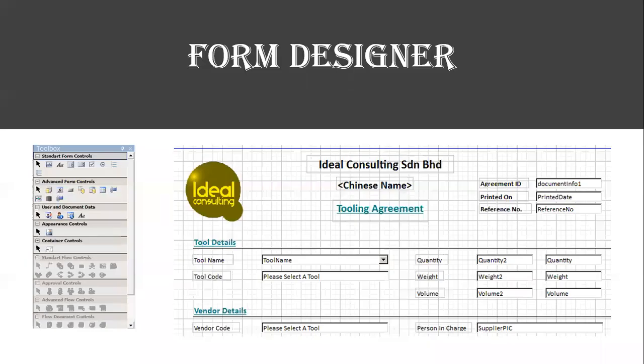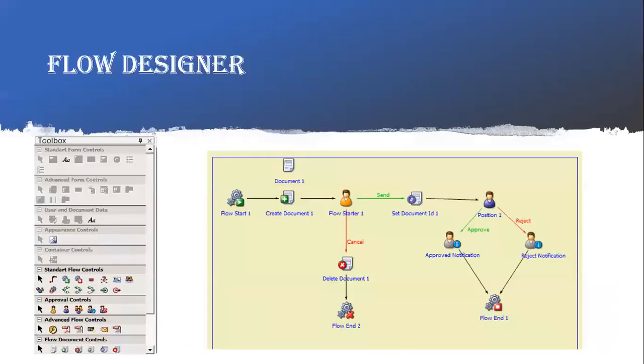All right, so now let's have a look at the form designer in eBA. This is the screenshot of the designer tools. From the left-hand side, you can see there's a toolbar. From the toolbar, you can drag and drop the components to the form designer, and then you can build your own form here. Okay, so this is the form we created for this demonstration.